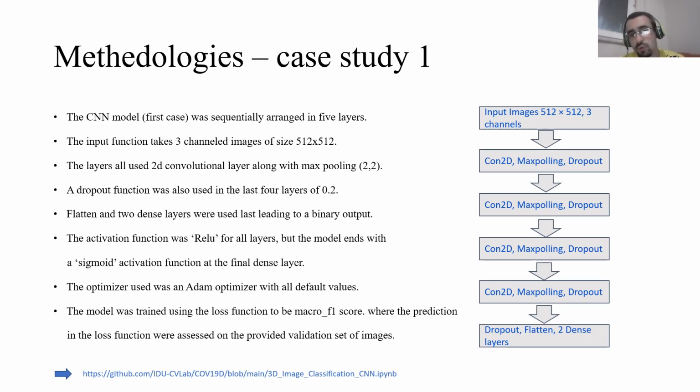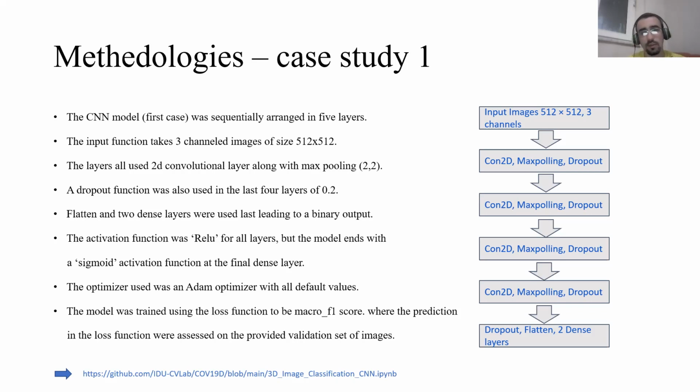The activation function was ReLU for all the layers except for the final one. It's a sigmoid activation function at the final dense layer, right? The sigmoid function gives a binary output. The optimizer used here was the Adam optimizer with all its default values in Python and Keras. The module was trained using the macro F1 score as the loss function, so it's about optimizing the macro F1 score. That's the loss function used in case study 1 while training the module.